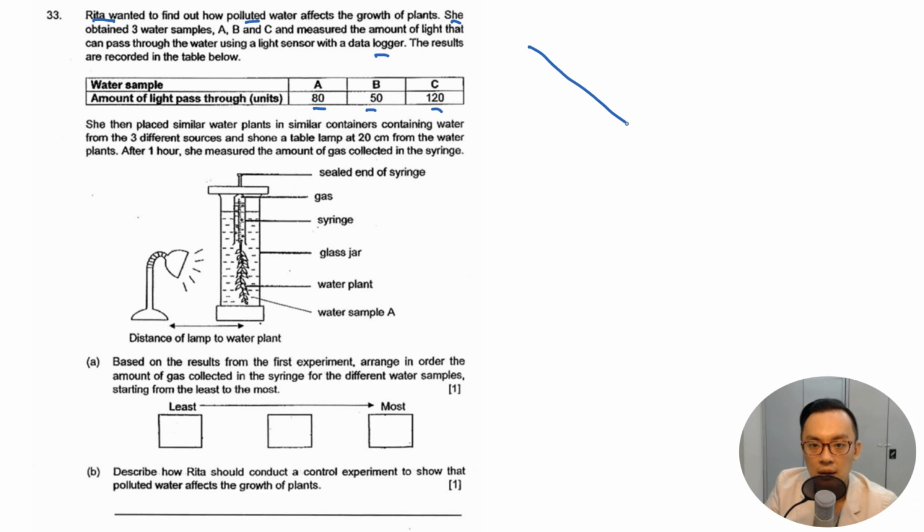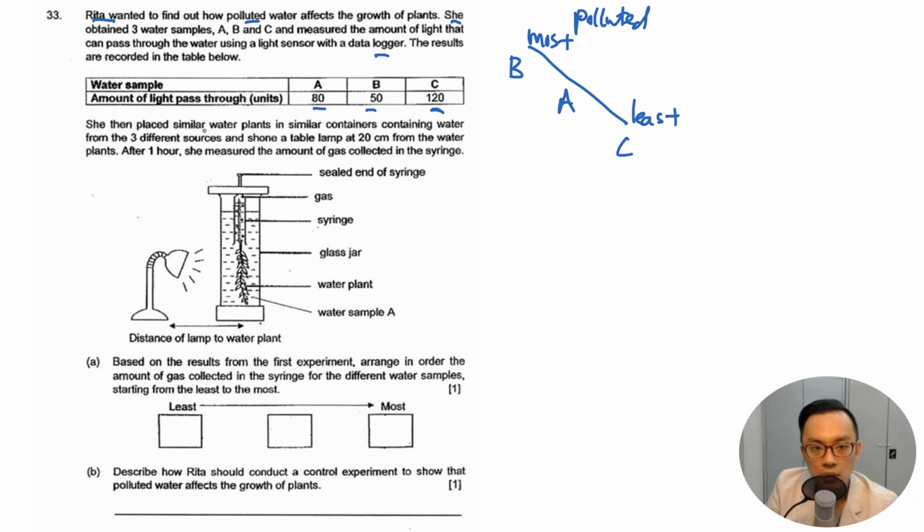So again, let's rank them from most polluted to the least polluted. So which one is the most polluted? It is the one with the least light coming through. Alright, so let's write down polluted. So the most polluted is the one with the least light passing through, which is B. And the least polluted is the one with the most light coming through, which is C. And therefore A is in the middle.